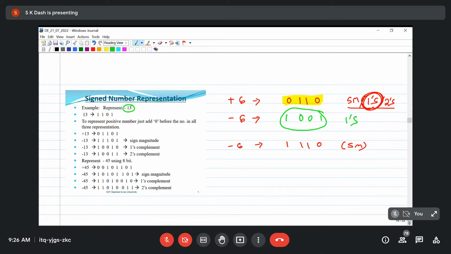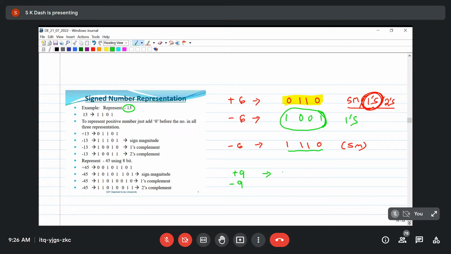If it is one's complement, suppose you are defining the system to be in one's complement representation, then whenever this 1001 comes, the system will recognize that it is equal to minus 6. If it is sign magnitude, this 1110 will be recognized as minus 6, whereas in one's complement, this 1001 will be recognized as minus 6. Let us take another example. Suppose I want to represent minus 9. Then what to do? First I'll write plus 9. How much will be plus 9?